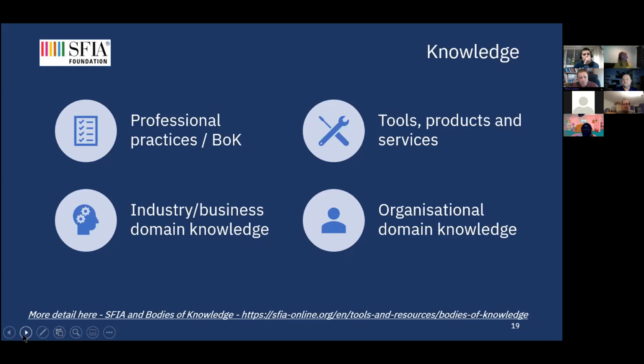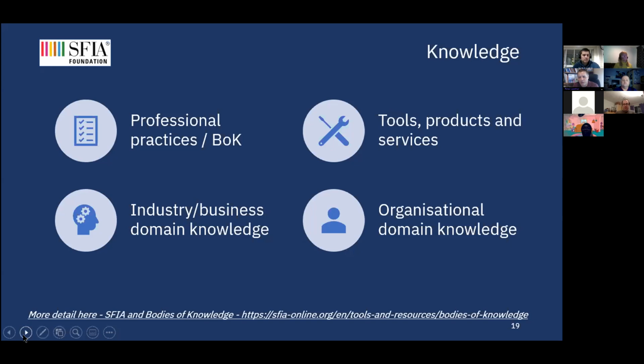I think I've covered most of this already, actually. What I was trying to get at here is that the topic of knowledge is very broad. Again, we have more detail on the website here. And what I didn't want is to leave the view that all the knowledge you need is in bodies of knowledge. Bodies of knowledge can provide an important component, but there's another range of knowledge.